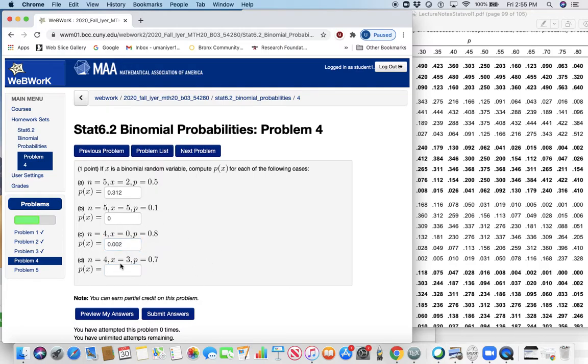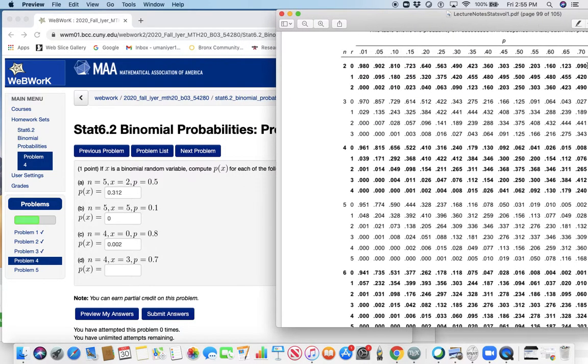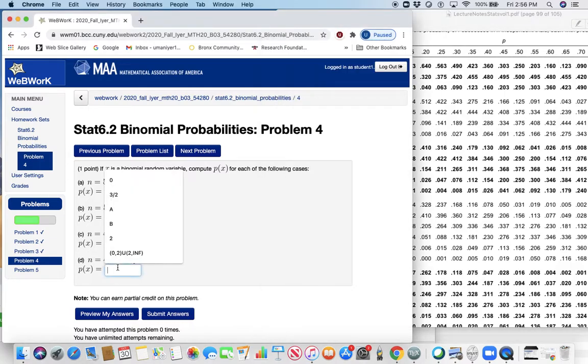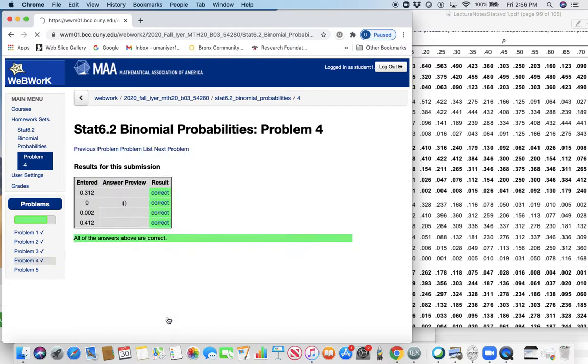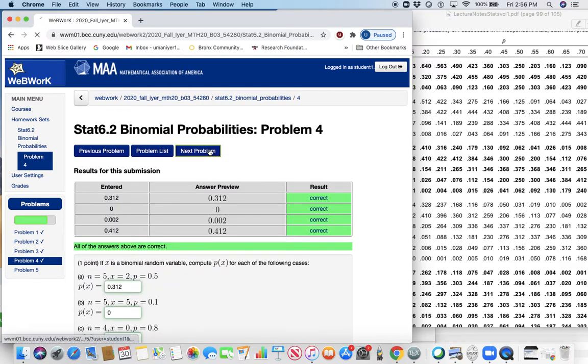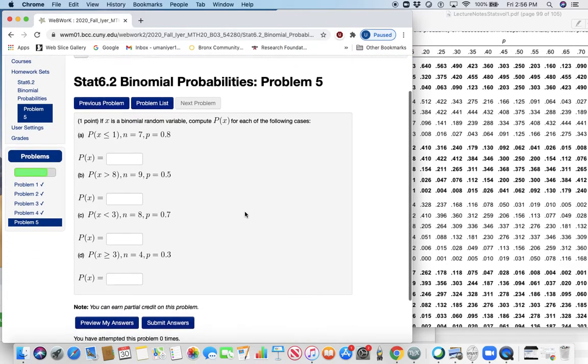Lastly, n is 4, x is 3, p is 0.7. There is 0.7. N is 4, x is 3, so 0.412. Next problem.